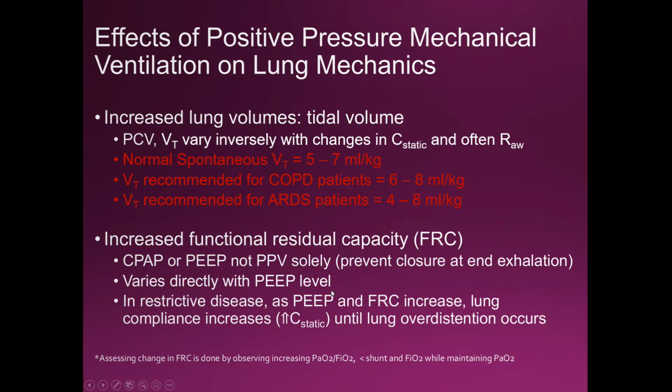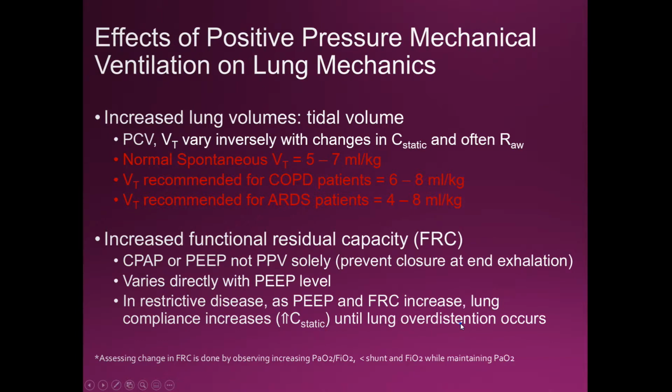And it also depends on your PEEP level. If you have higher PEEP, that's going to increase your FRC much higher. Right? In restrictive diseases, as PEEP and FRC increase, lung compliance increases. So our static compliance increases, which is good. And then until lung overdistension occurs, that is bad.